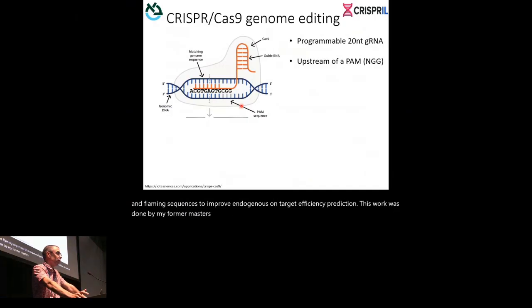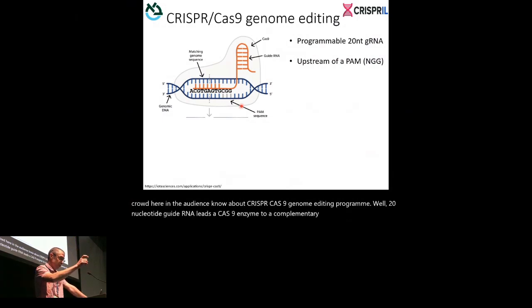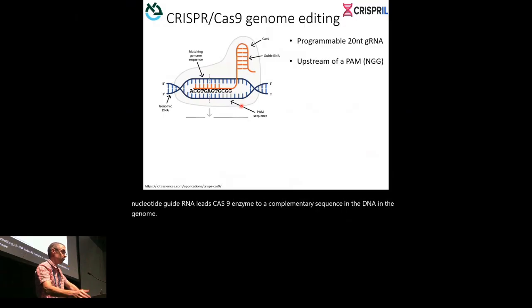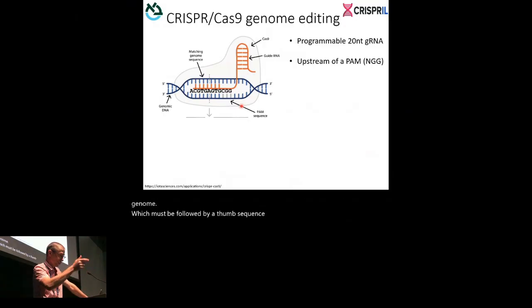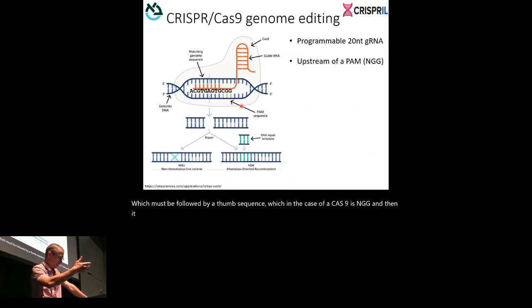So just a short biological introduction. I think most of the crowd here in the audience know about CRISPR Cas9 genome editing. A programmable 20 nucleotide guide RNA leads a Cas9 enzyme to a complementary sequence in the genome, which must be followed by a PAM sequence, which in the case of Cas9 is NGG, and then it creates a double-stranded cut. Once a double-stranded cut is created, a cellular repair mechanism comes into action.